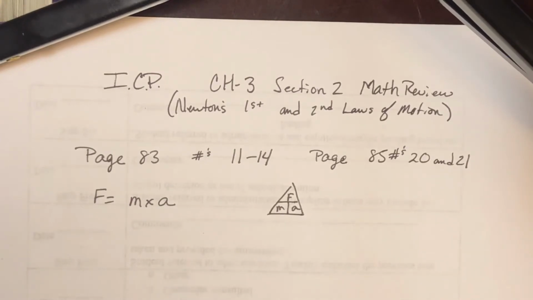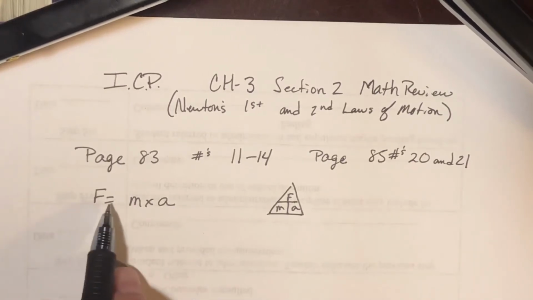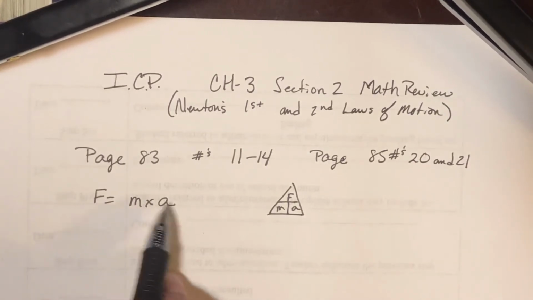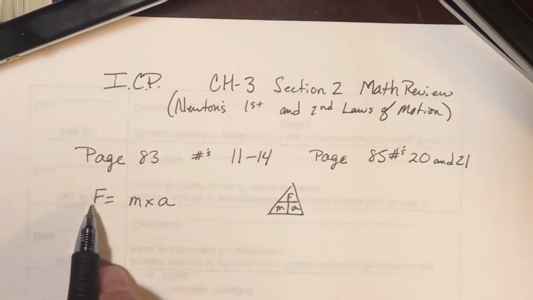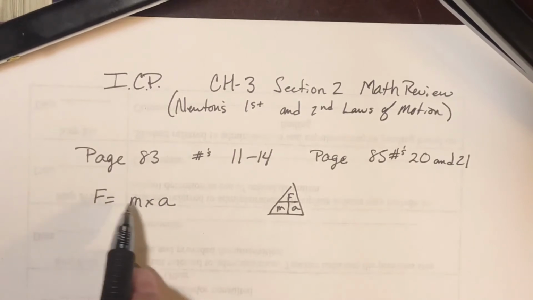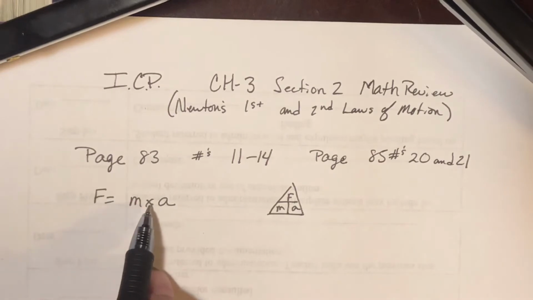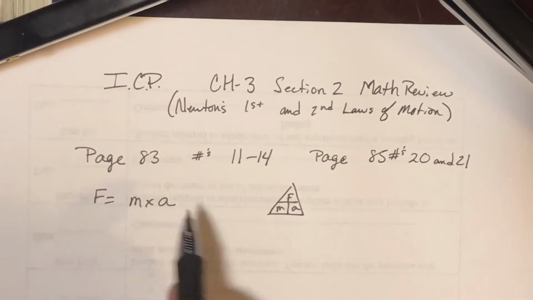In this chapter, we're talking about the first and second law of motion by Newton, and we're going to be using the idea that force is equal to mass times acceleration. So force is in newtons. Force is equal to mass, which is kilograms, times the acceleration, which is meters per second squared.